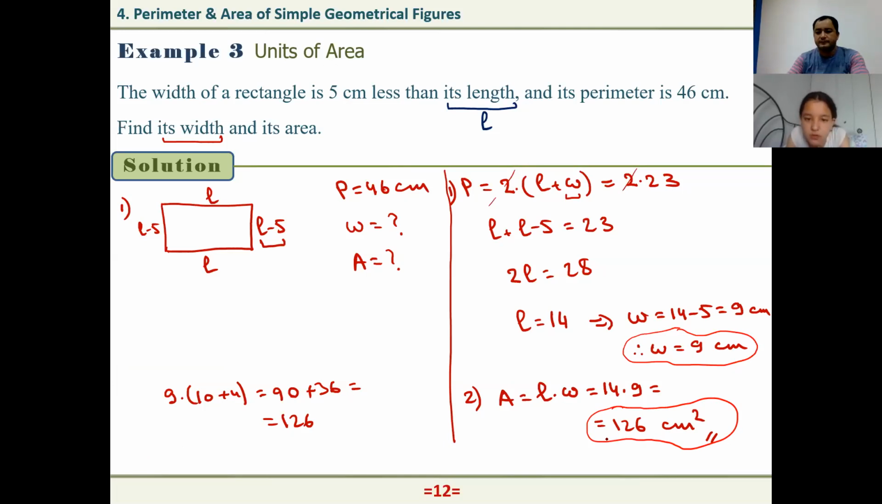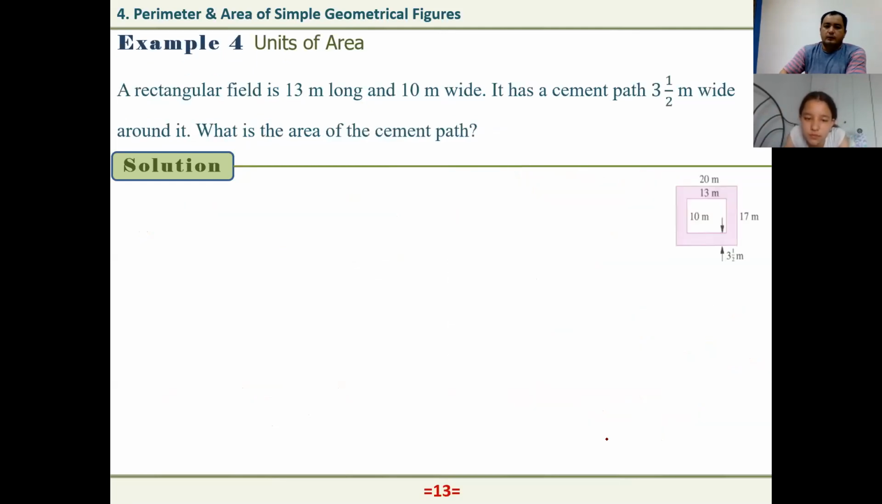Shahina, are you there? Oh yeah, the screen froze for some few seconds. Okay, now can you see everything? Yeah. Good. All right.